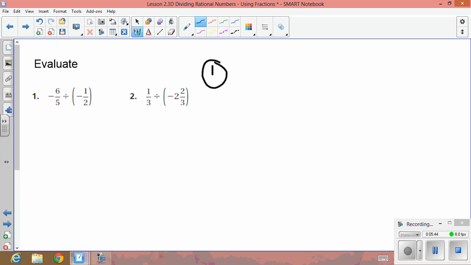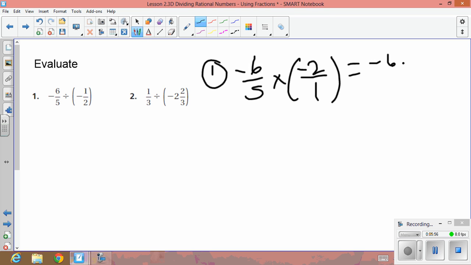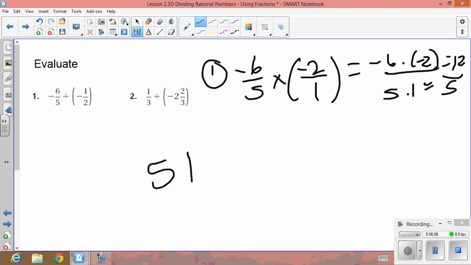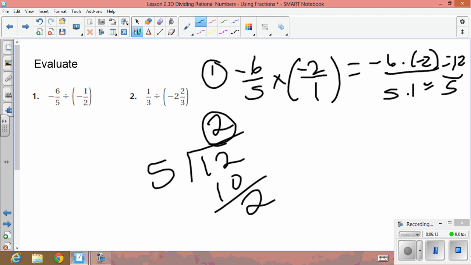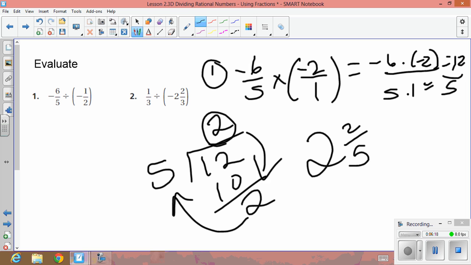So for number 1, we have negative 6 over 5 times the reciprocal, which would be 2 over 1. Negative times negative is positive, so negative 6 times negative 2 will equal 12, and 5 times 1 equals 5. And now we reduce. 12 divided by 5, 2 times, 2 left over, so our solution is 2 and 2 over 5.